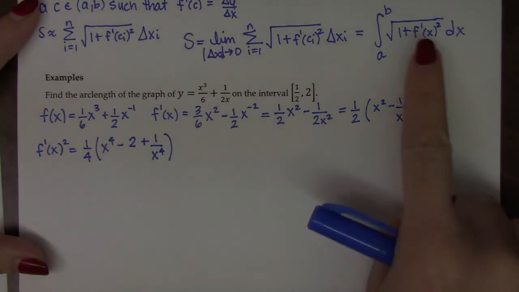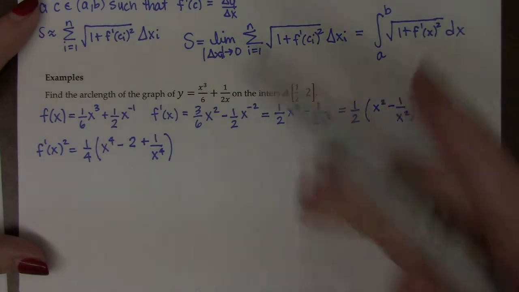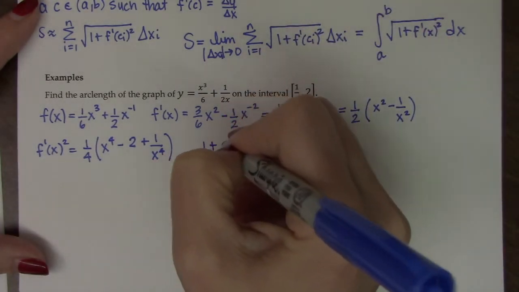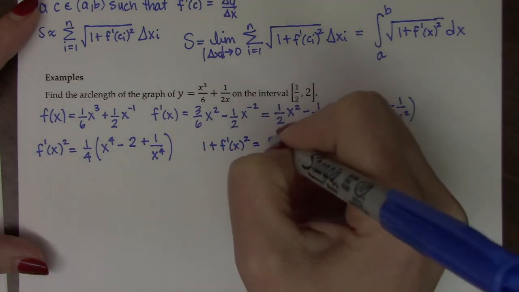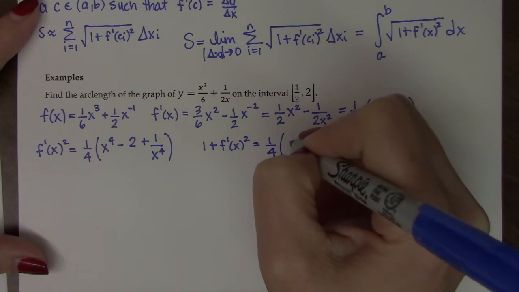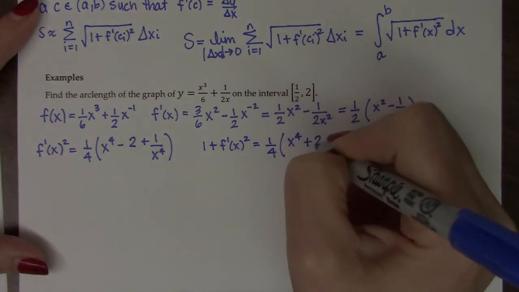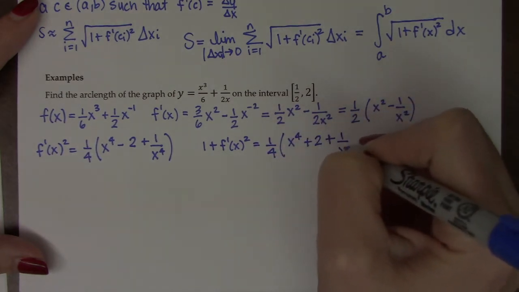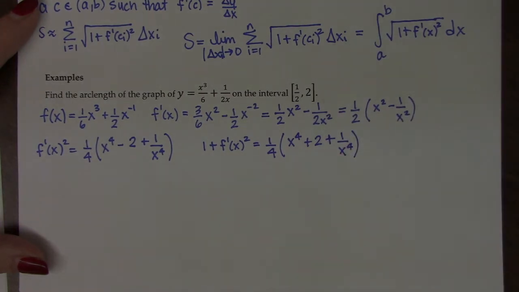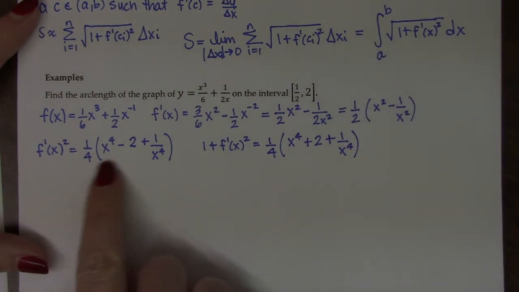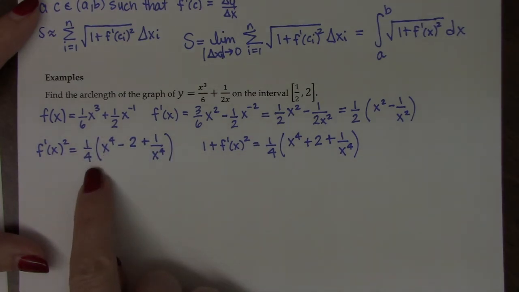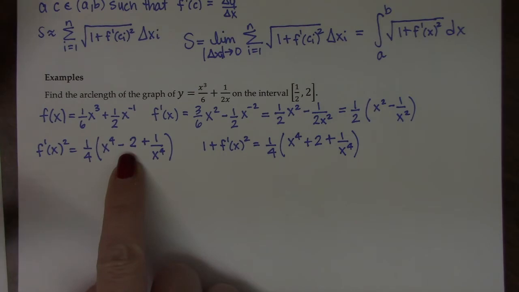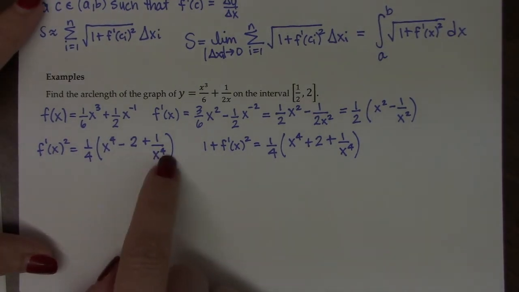The next thing it says to do under the radical, well, I have to add 1 to this. So 1 plus f prime squared is going to give me 1/4 times x to the 4th plus 2 plus 1/x to the 4th. So that came from, if I were to distribute the 1/4, I have x to the 4th over 4 minus 2/4, which is really negative 1/2, plus 1/4x to the 4th.